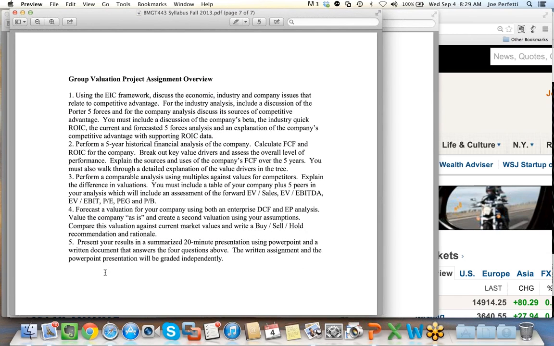The final page of the syllabus details some of the things that you're going to have to put together for that group valuation project, which we'll discuss more as we go through the class. So that's a general overview of the class and some of the things we're going to be focusing on. The key word here is that this class, more than anything else, is going to be dealing with the real world. You'll be using real world tools, real world data, and trying to make sense out of the real world numbers. And that's really what this class is about.